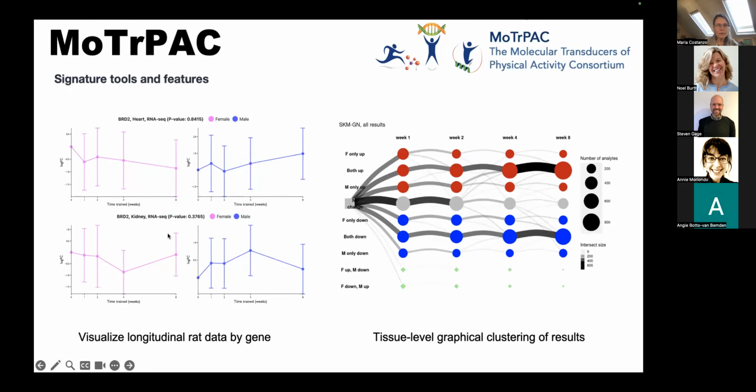One really interesting thing from this DCC is that so far what they've noticed is that the patterns in females and males are quite different. And I think that's really interesting. It'll be interesting to see if they see that in humans as well. They also have a visualization, which is tissue level graphical clustering, where you can see how the different analytes change over the time course of the experiment.